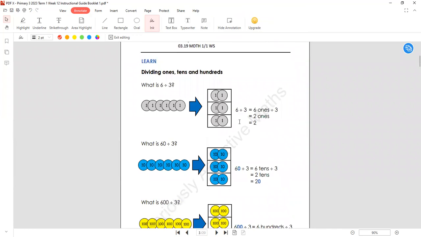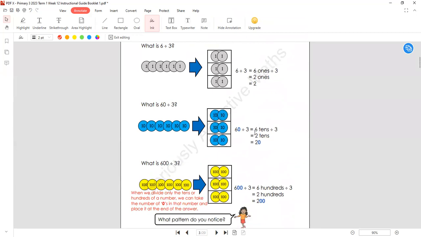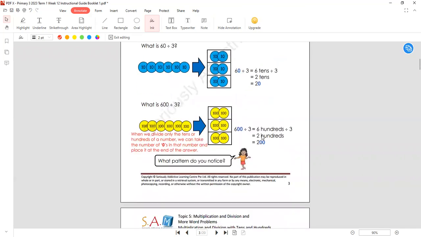Then we move on to dividing by ones, tens, and hundreds, which is the same thing. 6 divided by 3 is 6 ones divided by 3, which equals 2 ones, so that's 2. What about 60? That will be 6 tens. 6 tens divided by 3 equals 2 tens, so 20. And 600 divided by 3 equals 200.